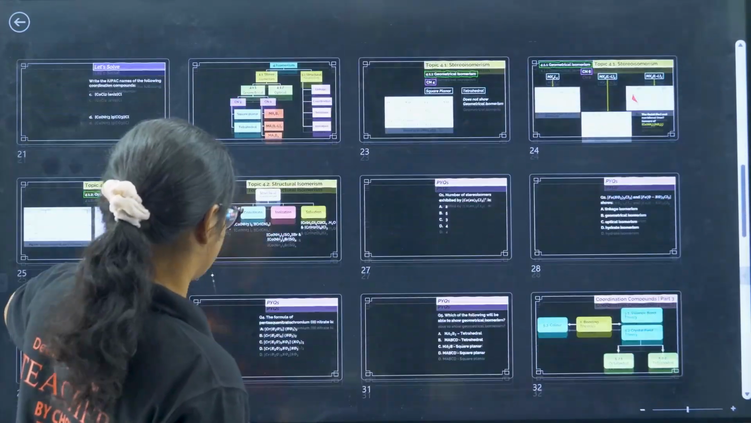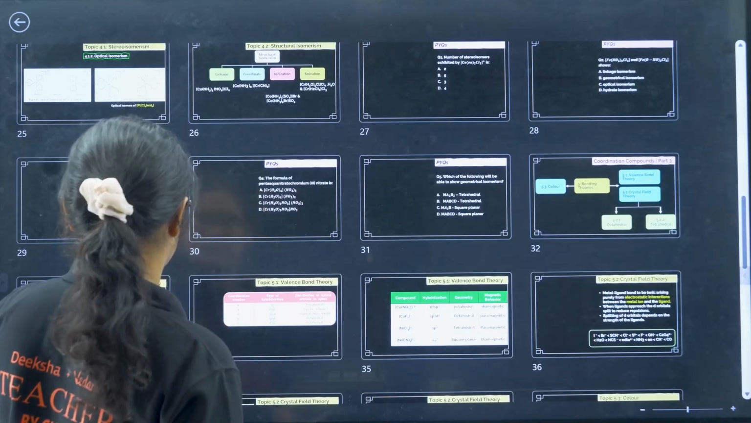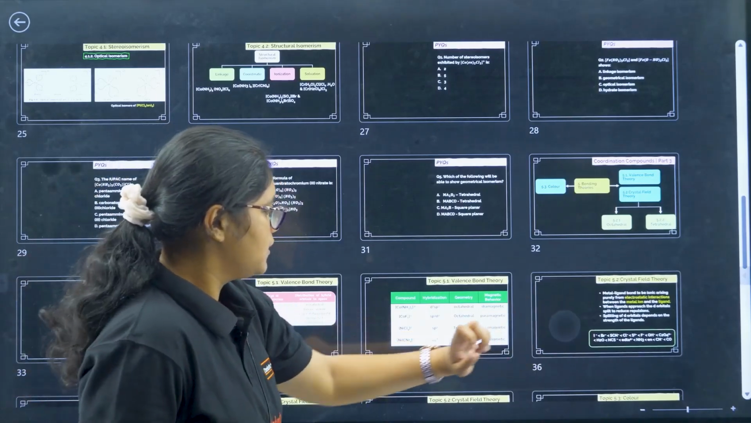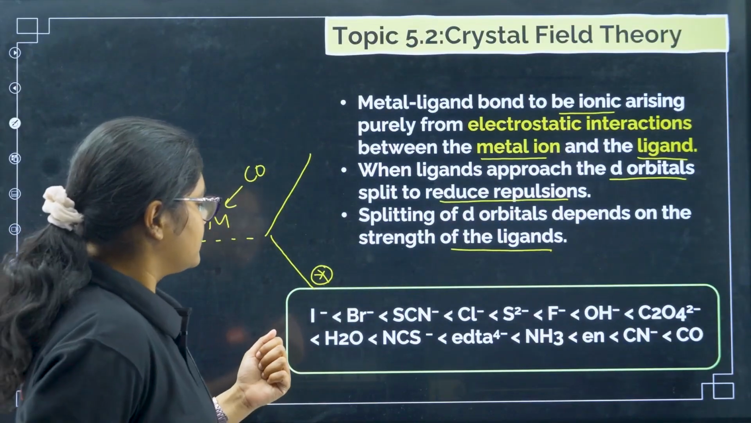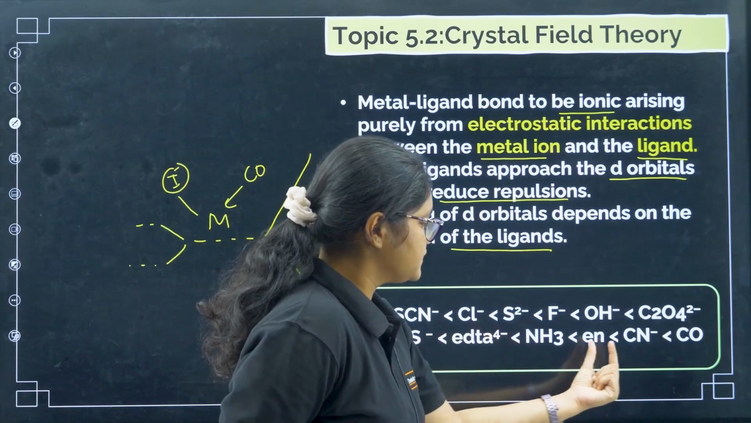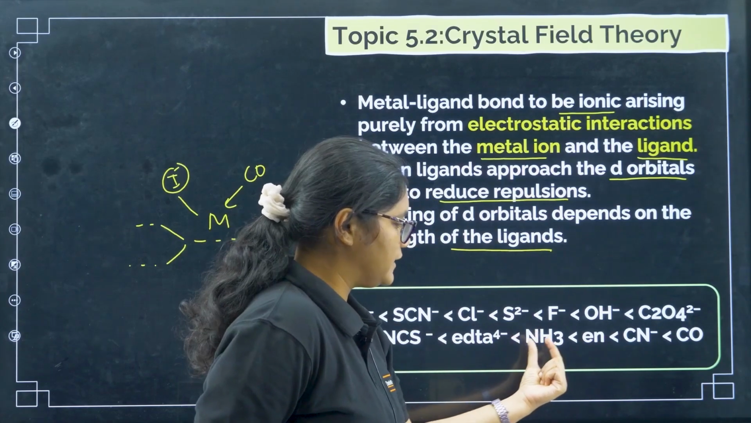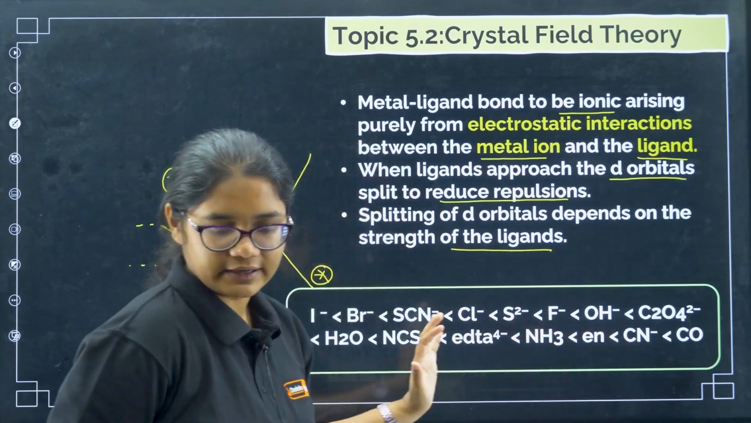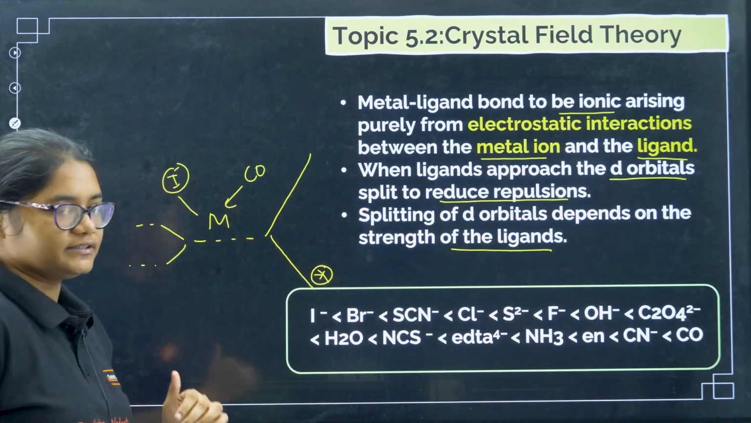So just let us have a quick review of our spectrochemical series that we have discussed, right? Where is it? Spectrochemical series, just a minute. Yeah. So you can see here that NH3 is there, CN. So NH3 is a weaker ligand than CN. CN is a stronger ligand, right? So okay, just a minute.